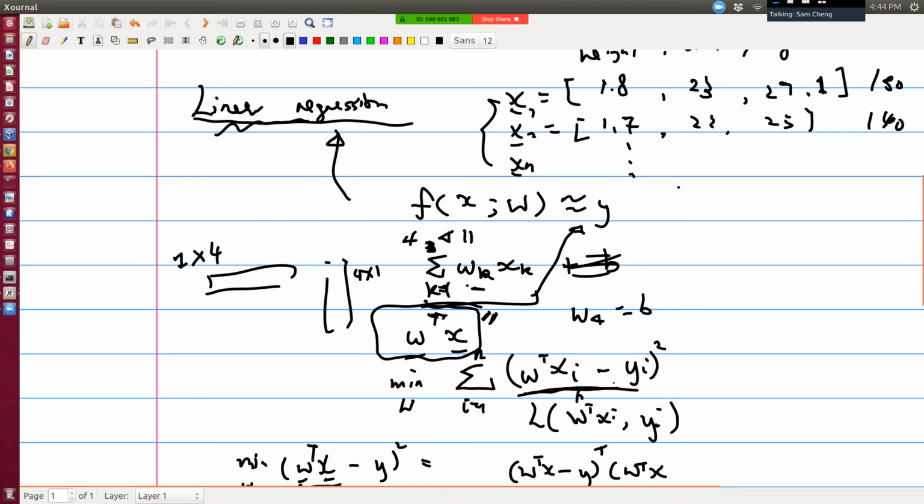Yes. Why should we use W transpose instead of W itself to modify the effects? Say that again. Why should we use the W transpose instead of W itself? Oh, okay. This is a convention, pretty common among papers and so on.